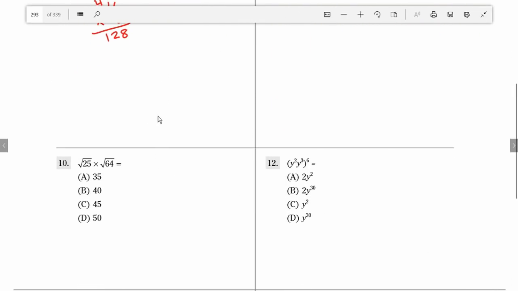Number 10 looks hard, but it's not really, as long as you know what the squares are. This is the square root of 25, which we know is 5. The square root of 64 is 8. So this just says 5 times 8, which is 40.